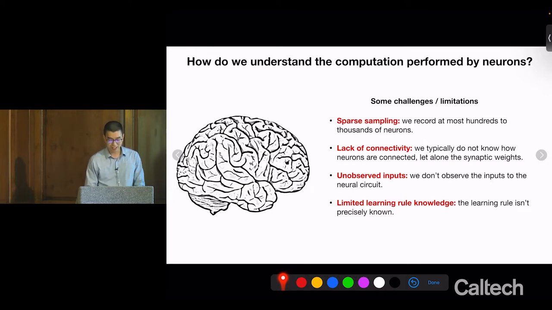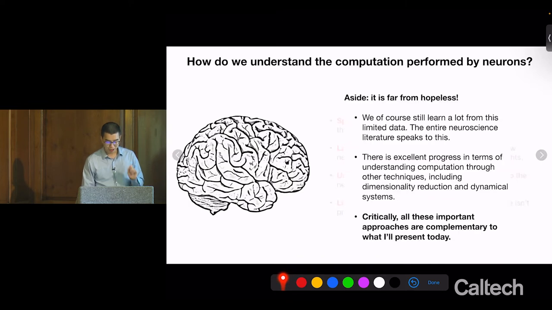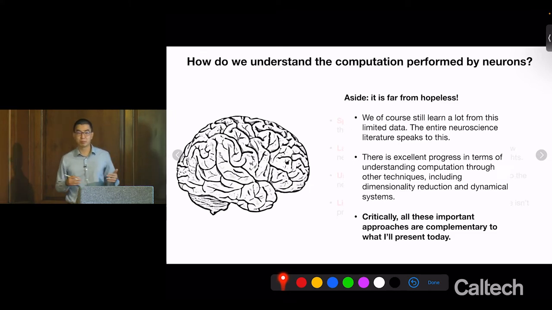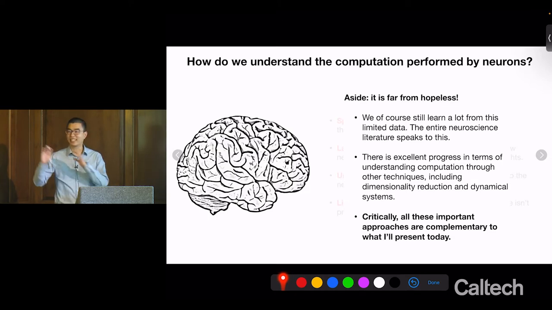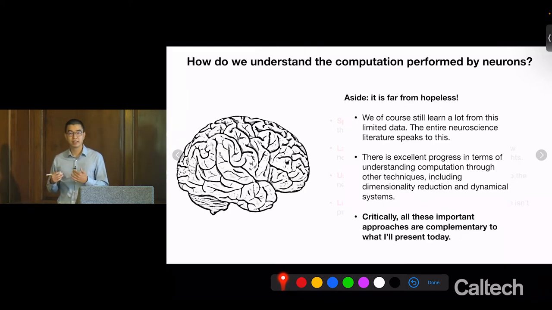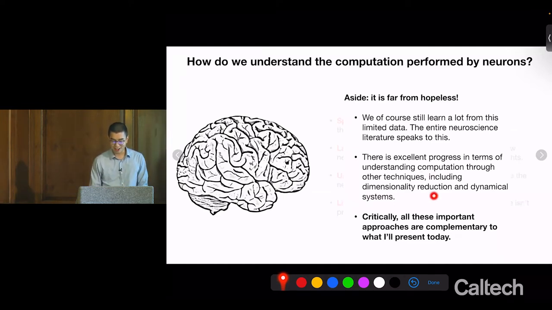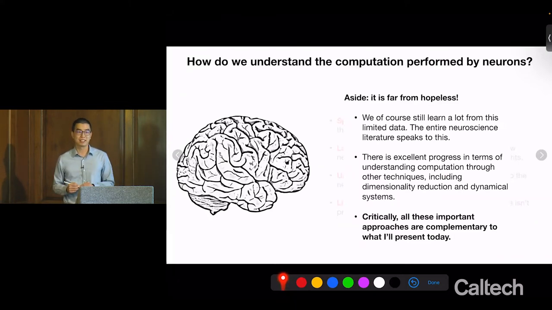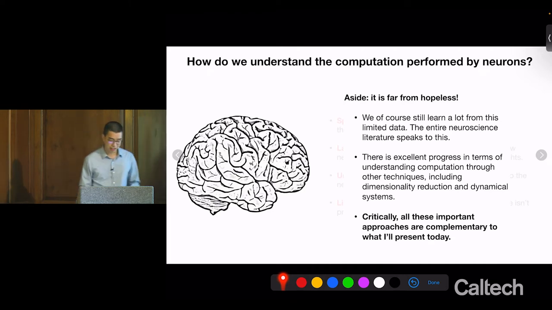So given all of these limitations, actually before that, I want to put up this slide that says, even though we have these limitations, of course, it's far from hopeless. The entire neuroscience literature speaks to this. And I want to highlight excellent progress in understanding computation from a systems neuroscience perspective using dimensionality reduction and dynamical systems that I think your earlier speakers have talked about more. I put this up because I want to emphasize that the things I talk about today with RNN modeling are complementary to the dynamical systems approach and dimensionality reduction. My group uses all of these techniques also. So we should really think of these as complementary ways to gain insight into neural computation.